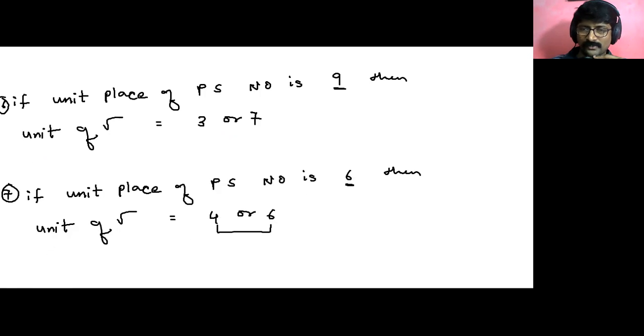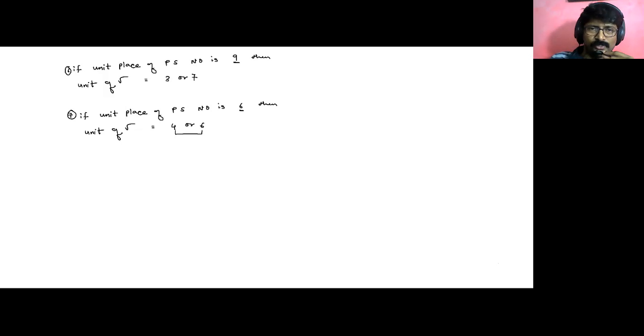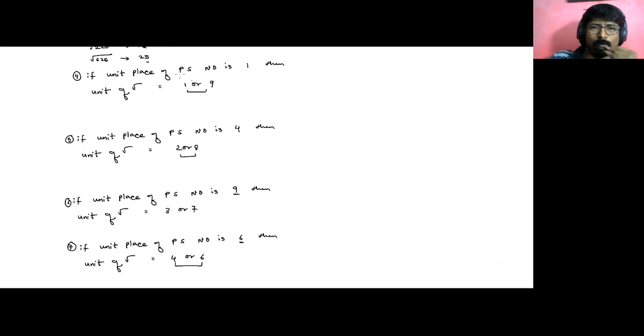Okay, some people are saying, sir, can you zoom out? Yes, I can zoom out. It's so simple. Look at this, guys. These properties number 4, 5, 6, 7 are very simple, isn't it? If the unit place of a perfect square number is 1, then the unit of the square root would be 1 or 9. If the unit place is 4, then the unit place of the square root is 2 or 8. If the unit place is 9, then the unit of the square root could be 3 or 7. So simple. I hope you understood everything till here.